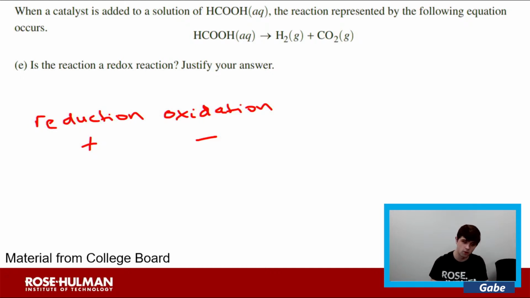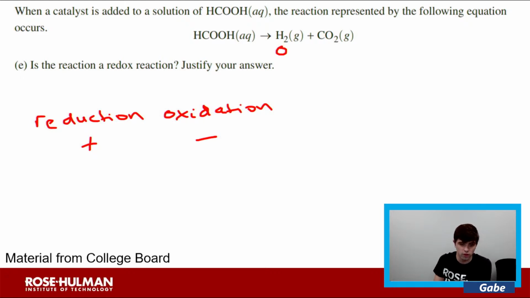So when we look at our question, we want to look at the oxidation states of our compounds. The first one that can be particularly easy is hydrogen, which is in its ground state on this side. Whenever any molecule or ion is in its ground state in a redox reaction, it has an oxidation number of 0.